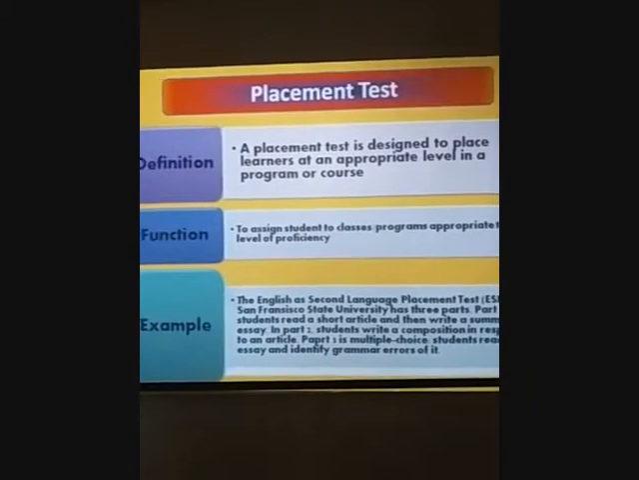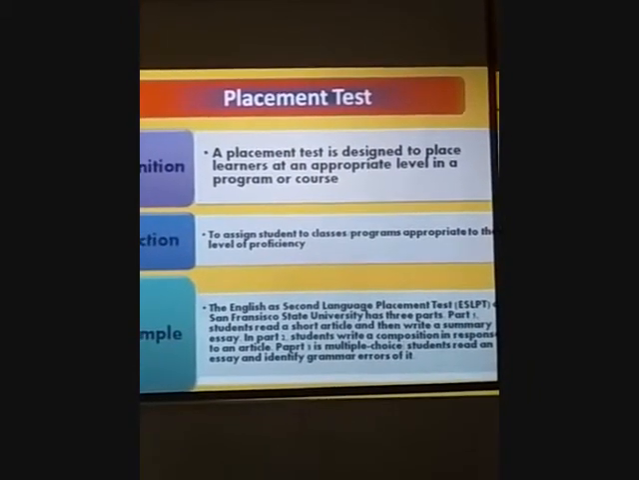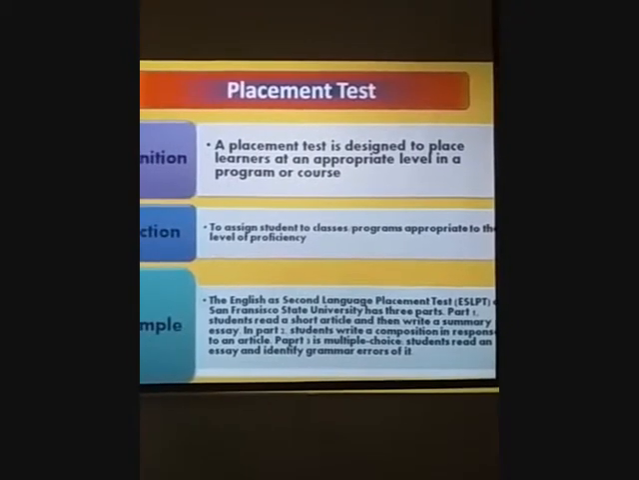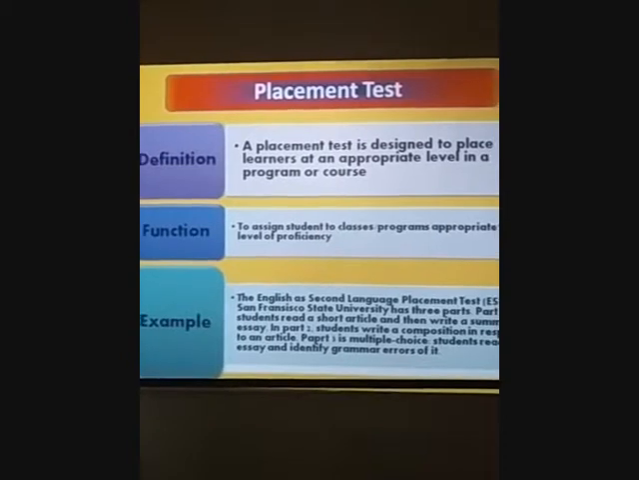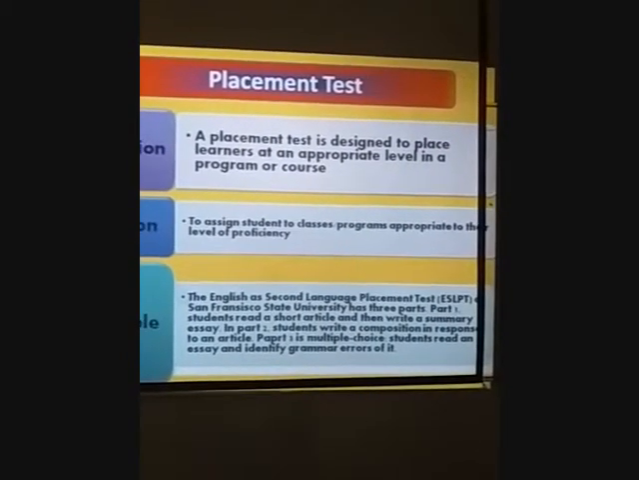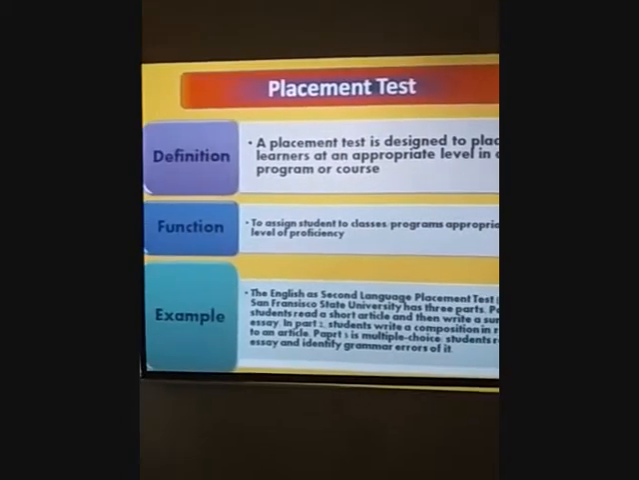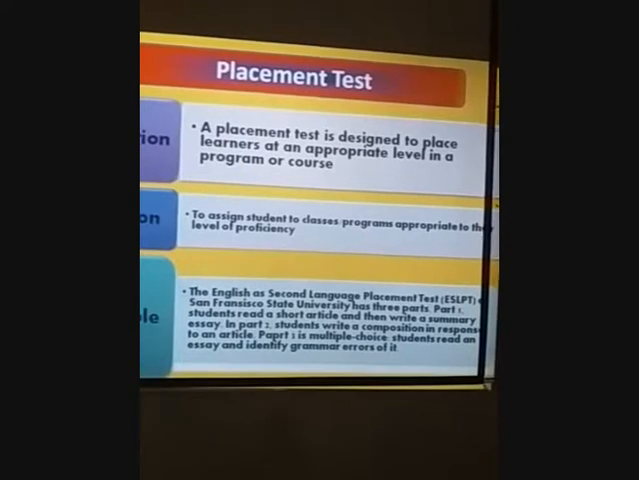Placement test. A placement test is designed to place learners at an appropriate level in a program or course. The function is to assign students to classes or programs appropriate to their level or proficiency. Example, the English as a Second Language Placement Test or ESLPT.